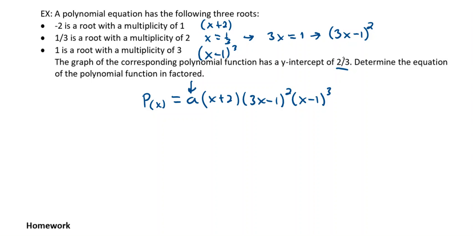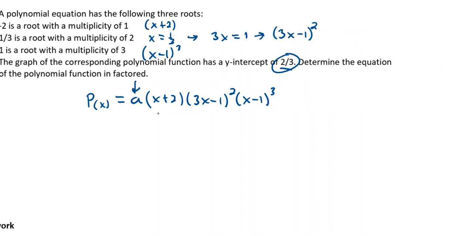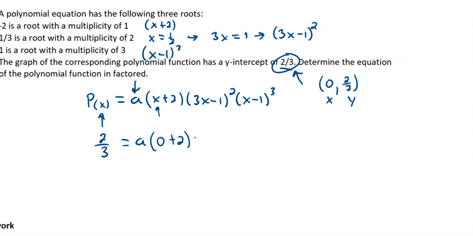Yeah, that we know the y-intercept, right? We could solve for a if we just knew what numbers to put in for x and for y, right? It's a good thing that they gave us another point, really, because this y-intercept would be the point 0, 2/3. So there's an x and there's a y. So we'll throw those in, right? So instead of p of x, or instead of y there, we're going to write 2/3 is equal to a times 0 plus 2 times 3 times 0 minus 1 squared times 0 minus 1 cubed.